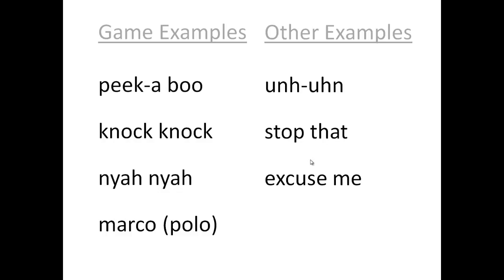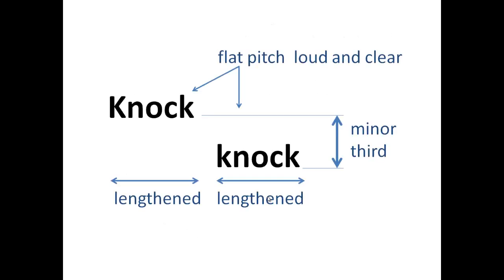Here are some more minor third examples. These are learned by every native speaker as a child, some in games, and some starting very young. Peekaboo for a baby as a way to catch her attention. Knock knock for first graders as you saw. Nya nya for second and third graders. A playground taunt as in nya nya. Marco as in Marco Polo. That's the pool game for older kids. Here are a few more. Stop that. Excuse me.